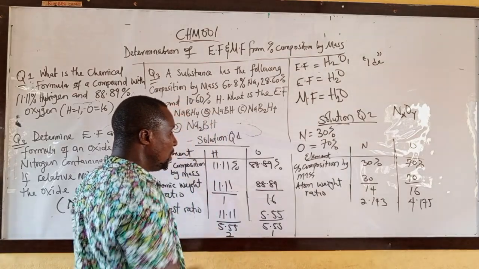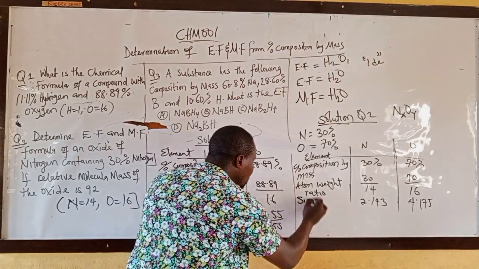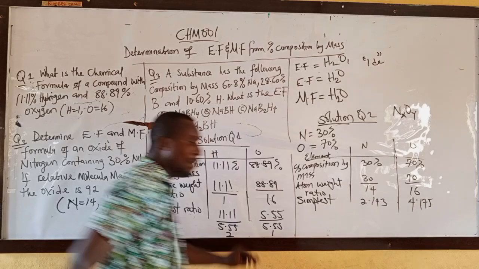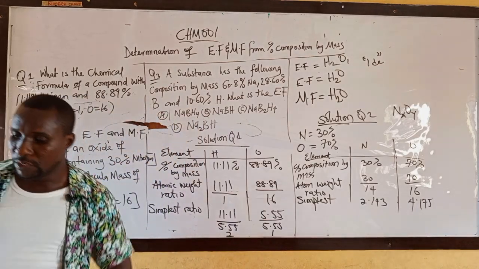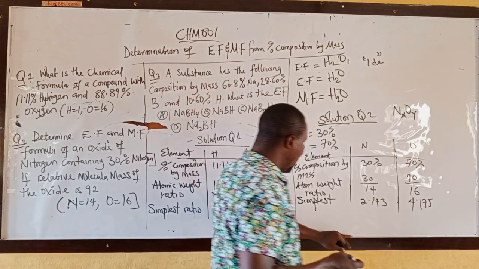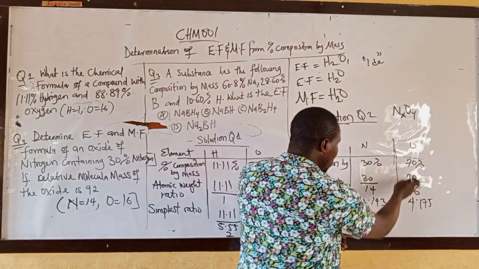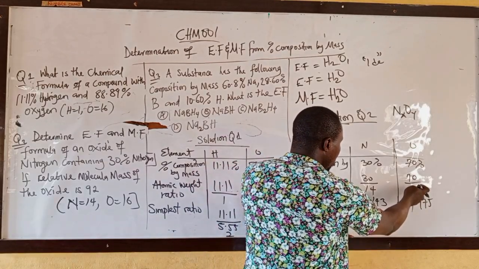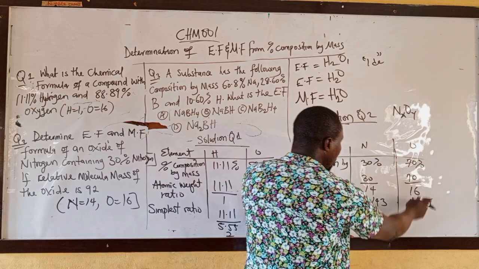Then what will you do? Simplest ratio. Divide by the smaller value. So you have 1, then you have 2, okay, 3.